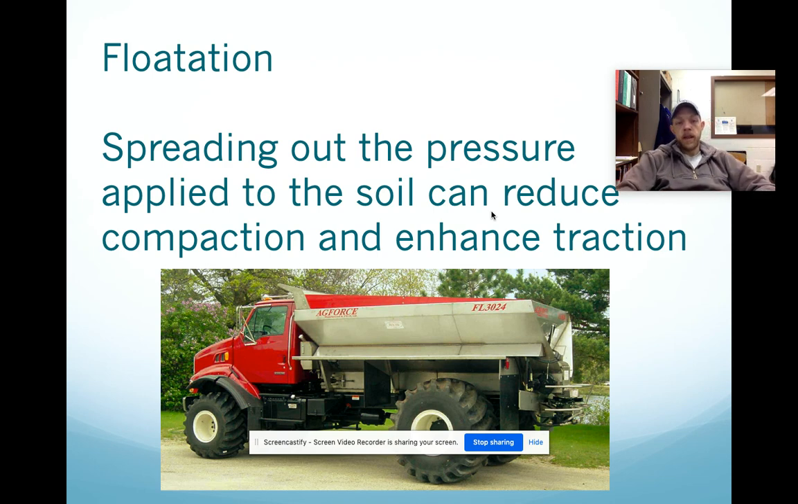This piece of equipment that you see here is a fertilizer spreader. If you get to certain parts of the country, they call it a floater truck. The reason they call it a floater is because the tires that are on there are referred to as flotation tires. They help you float across the soil.